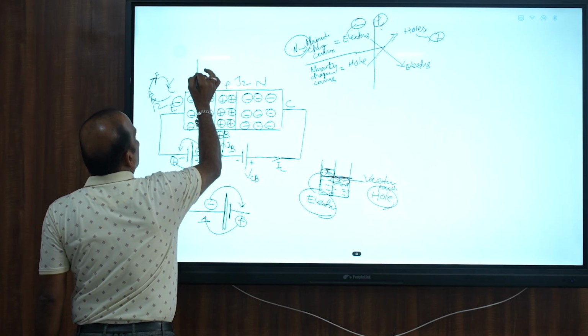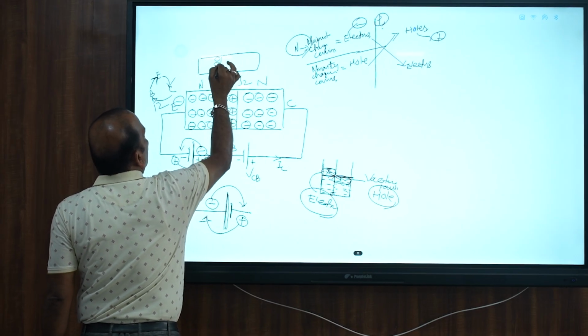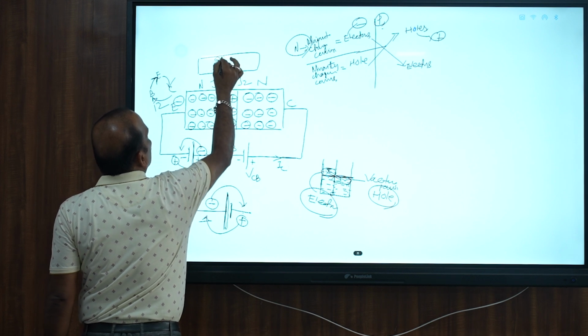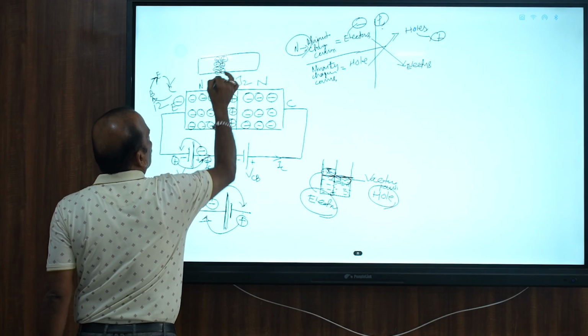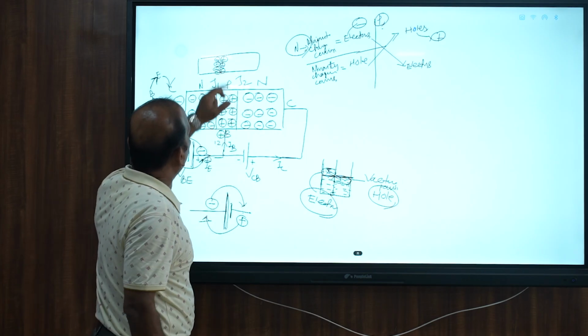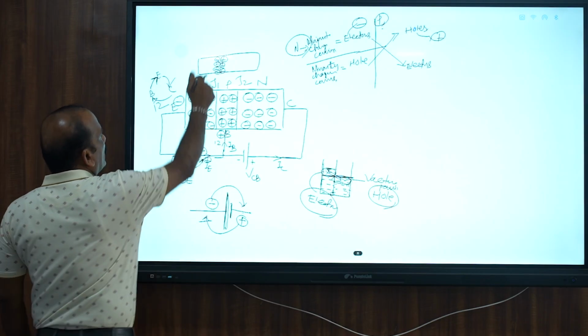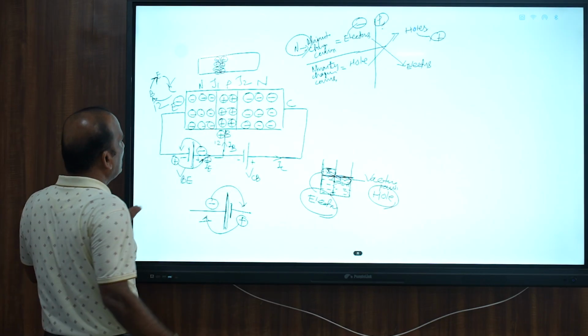So obviously, if I draw a picture, all the electrons will be accumulated near the junction and the holes will be accumulated near the junction. That means the junction is now pressurized by both the charged particles from both sides. So it will go on losing its resistance one after another period of time.